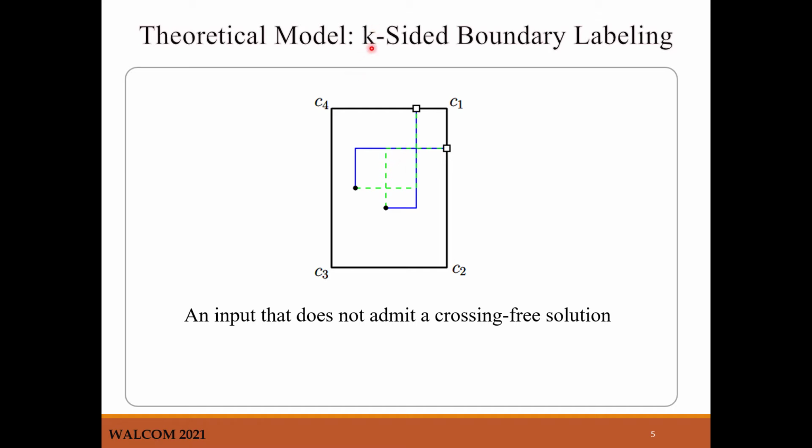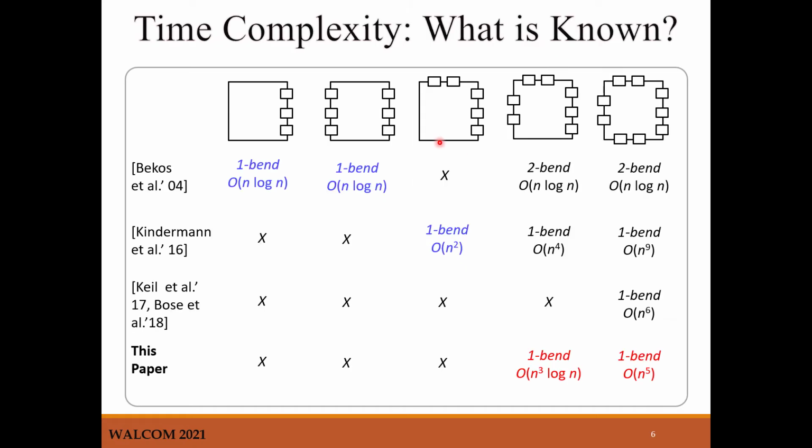So we can talk about k-sided boundary labeling, where k is 1 to 4. Let's take a look at the known literature with these different values of k. Here in the first case, k is 1. You have only the ports lying along the right side of the rectangle, and then you have ports on opposite sides, and then you have ports on adjacent sides. Here you have k equals 3, and finally you have k equal 4.